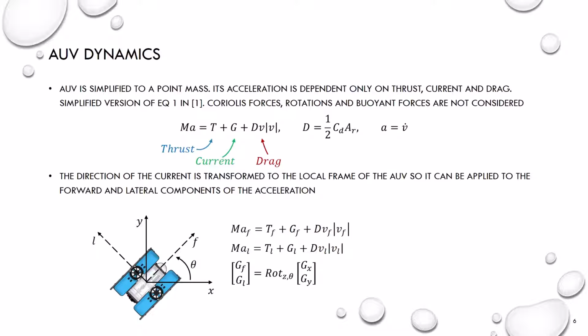You can see in the equation below, the force on the robot is simply equal to the thrust plus the current plus the drag term, which is a nonlinear term. The direction of the current is transformed to the local frame of the AUV so that we can apply our station keeping concept. You can see the frame of the robot is moved by theta on the z-axis, and so we transform the x and y components of the current to the F and L components, which stand for forward and lateral.